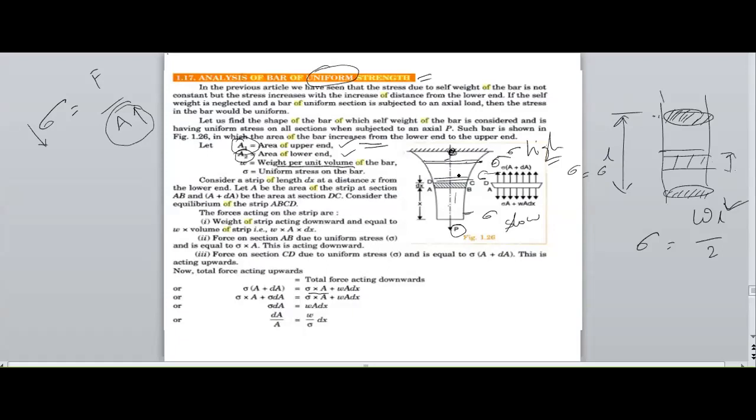Strength. So for that, here the self weight and external weight also will need to be considered.